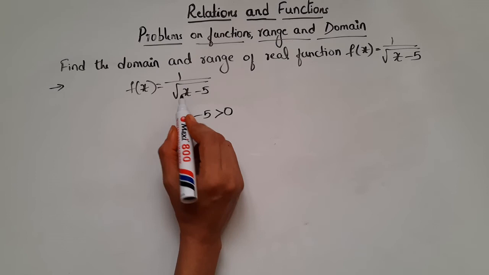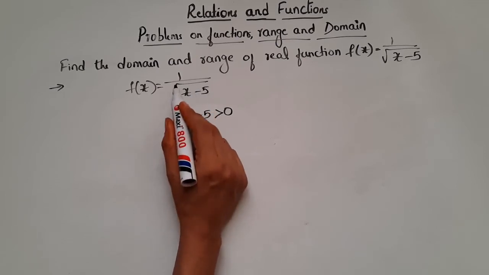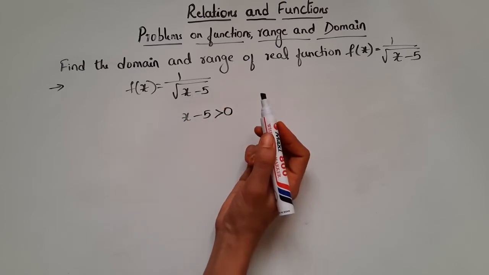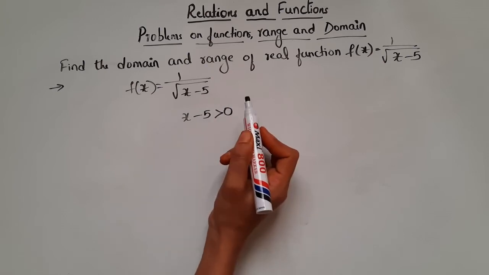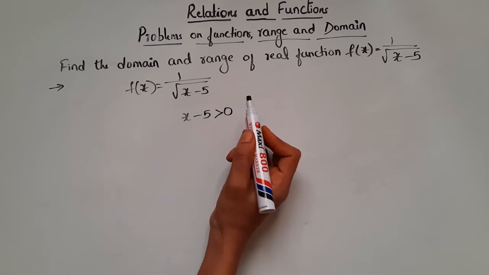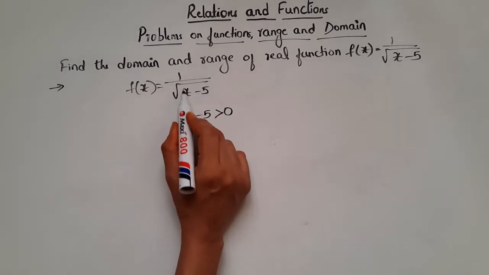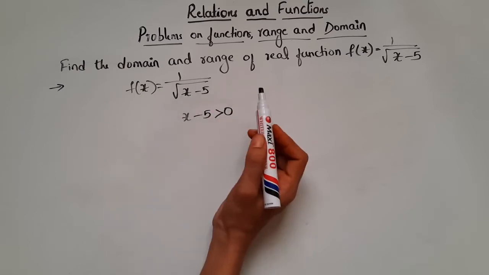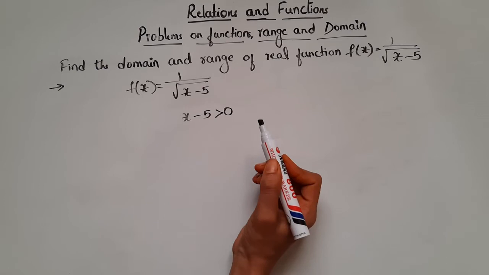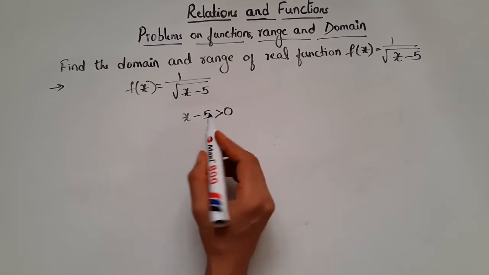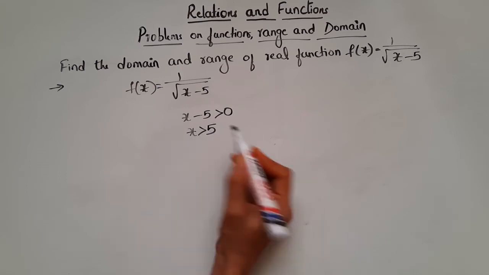If it is a negative, if it is less than 0, x minus 5 will give you a negative. Square root of negative is invalid. Right? So therefore x minus 5 should be a positive value. That means greater than 0. Can it be equal to 0? If this whole thing is equal to 0, x minus 5 is equal to 0, square root of 0 is 0. So 1 by 0 will be again invalid. So you will not write equal to 0. Right? So which means x should be greater than 5. You will take this to the other side.